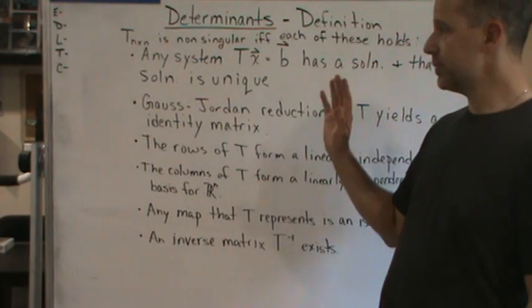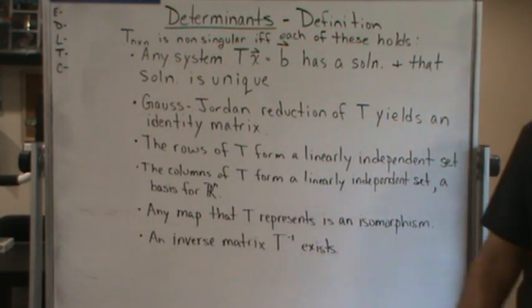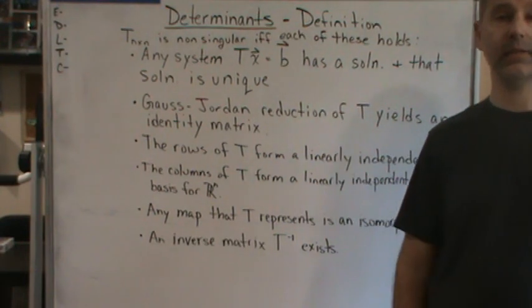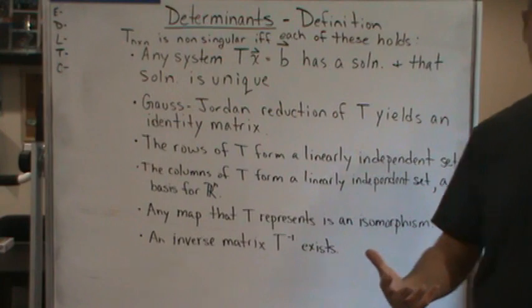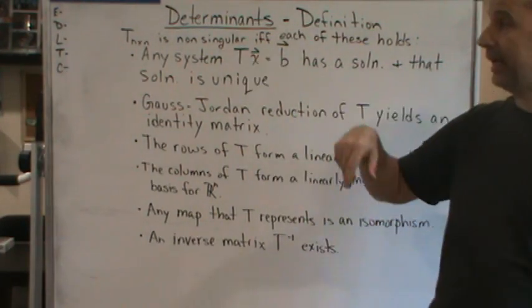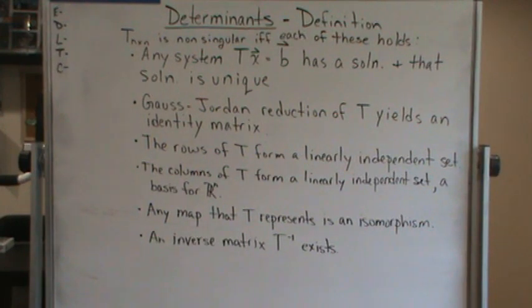specifically with square matrices, and how it relates to their singularity or non-singularity. And in this case, non-singularity. So let T be an n by n matrix. What we find is this square matrix is non-singular if and only if each of the following holds.